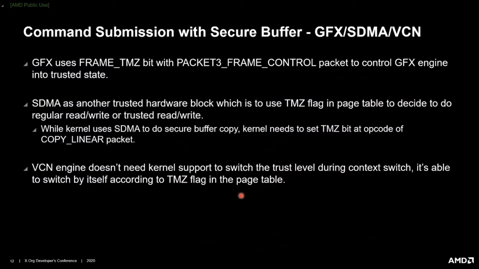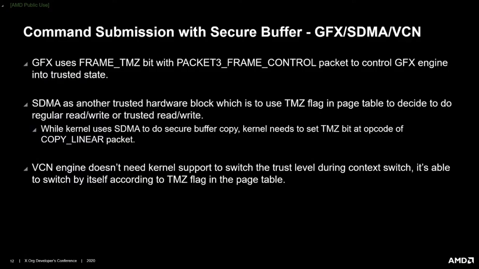Okay, let's move to the command submission with secret buffer on three different engines: graphics, SDMA, and VCN. The graphics engine uses the frame TMZ bit with the frame control packet to control the graphics engine into the trusted state. Once the IB is finished, the kernel needs to clear the frame TMZ bit to send the engine back to normal.